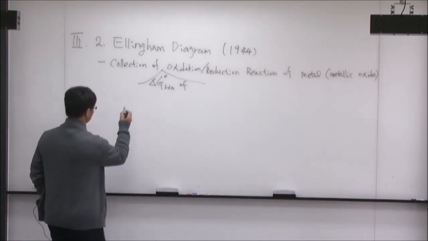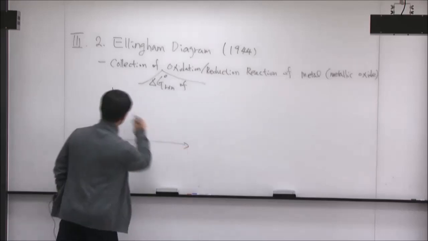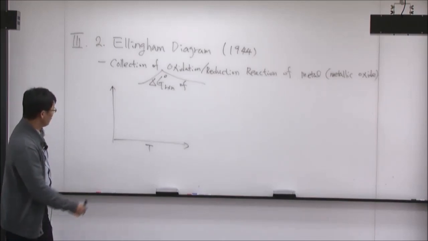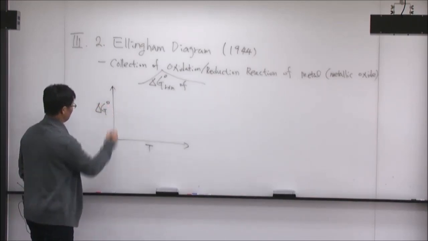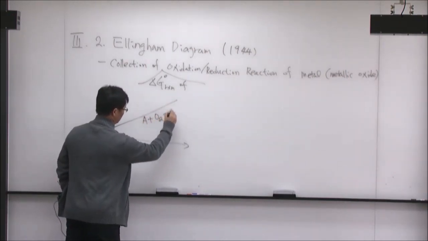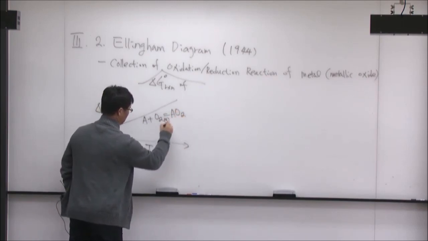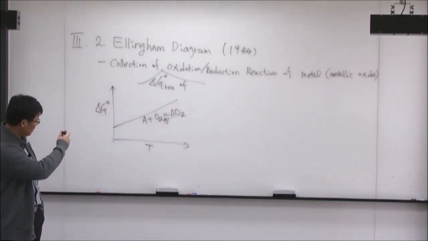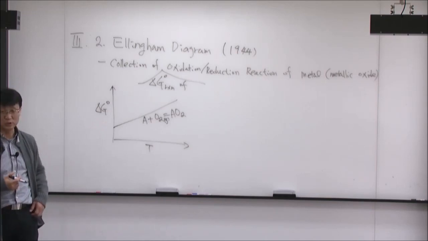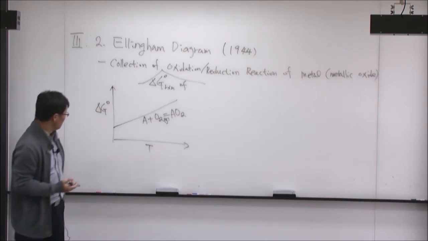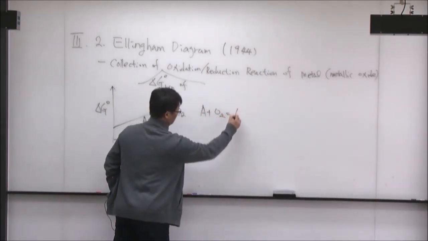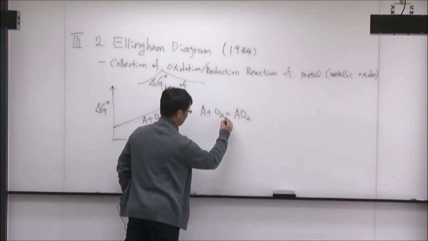Okay? So basically, the Ellingham diagram. This is temperature, okay? Whenever you have a chemical reaction, you can plot the delta G naught of the reaction. So for example, let's assume this is A plus O2 becomes AO2. At least O2 is a gas phase. A and AO2 could be solid or liquid phase, depending on the temperature. But there's always oxygen involved. Okay? So when you have this kind of chemical reaction, A plus O2 becomes AO2, this is gas phase.